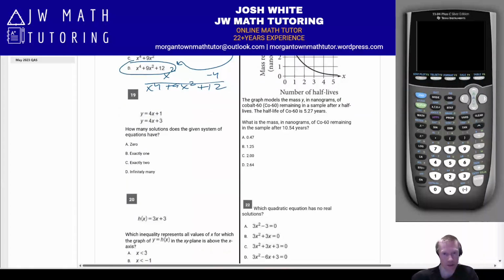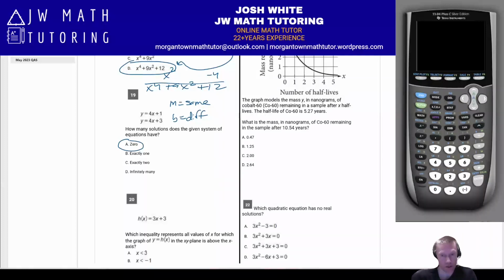Okay, problem number 19, system of linear equations. How many solutions does this system have? So multiple ways you could do this. The answer I will tell you is going to be 0. So here are the different ways you could go through this. First, if you notice, these have the same slope but different y-intercepts. That means these are going to be parallel lines which will never intersect, and therefore there will be no solution or 0 solutions.